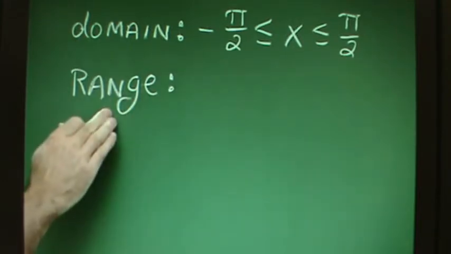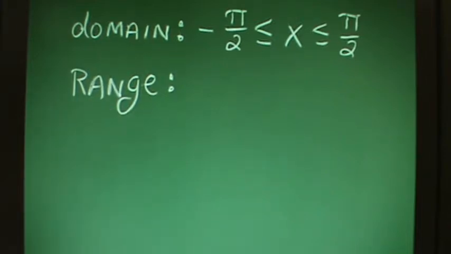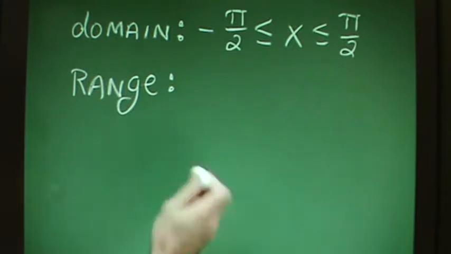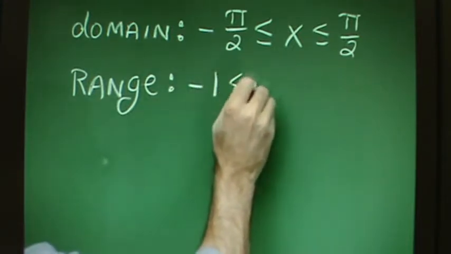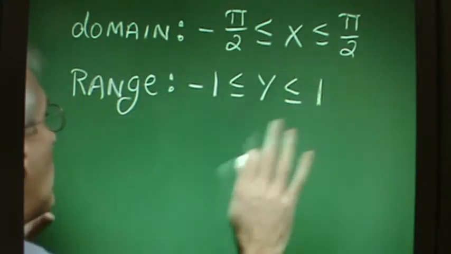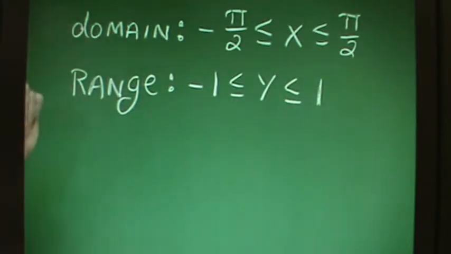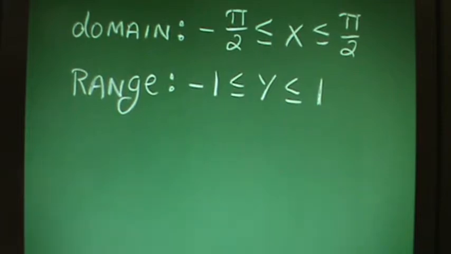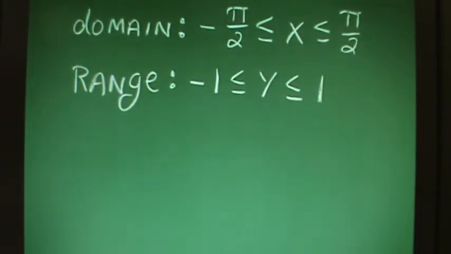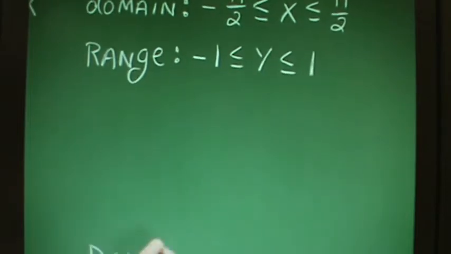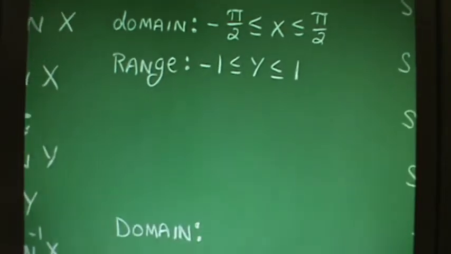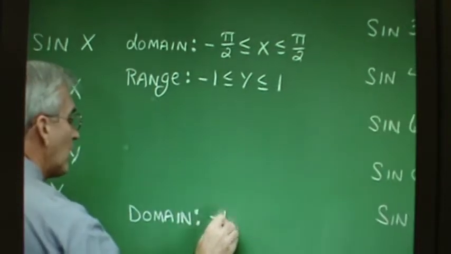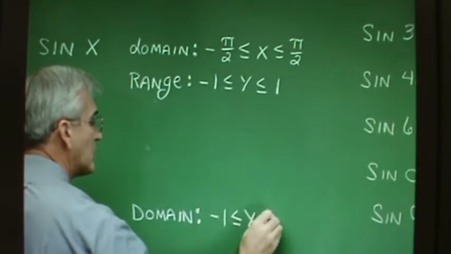Now, what about for the range? The values that the sine of x can take on? Well, the range would be negative 1 to 1, remember? So it's negative 1 is less than or equal to y is less than or equal to 1. Okay, now, the domain of the original function becomes the range in its inverse, and the range of the original function becomes the domain of the inverse. So for our inverse function idea here, the domain of the inverse corresponds with the range up here, so it's negative 1 is less than or equal to x is less than or equal to 1.